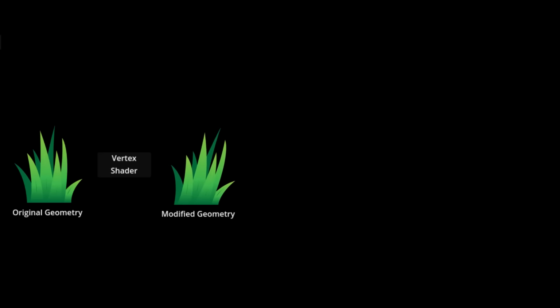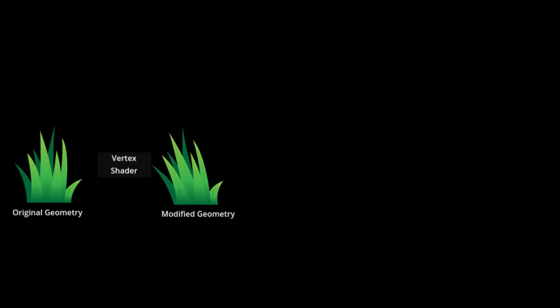Here, the vertex shader is moving vertices of the sprite to give it a swaying motion. It's important to note that a vertex shader can only modify the vertex data. It cannot add or remove vertices or triangles. After our vertex shader has run, the graphics card now knows how the mesh is finally going to look. And the next step is to rasterize the mesh.